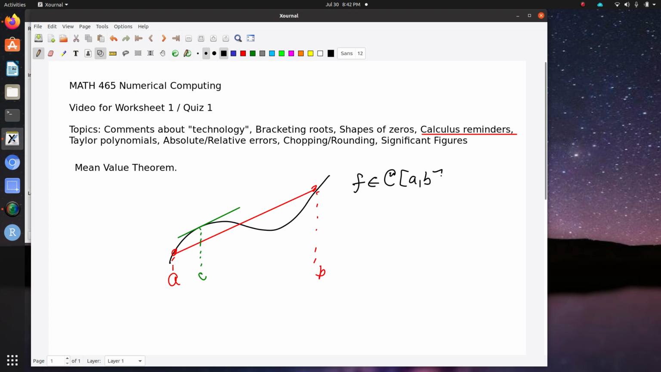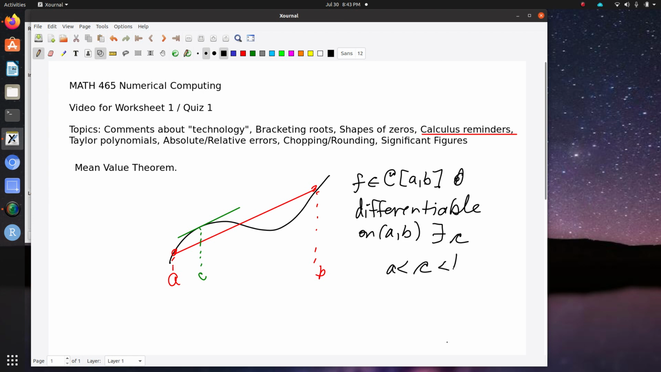So this theorem gives us that f is again an element of this continuous family of functions on the closed interval a to b, and it's differentiable. I wasn't as precise with my last definition as I should have been, because the interval on which it's differentiable is the open interval, even though it's continuous on the closed interval. Then there exists a little c between a and b such that f prime of c is equal to the slope of that secant line.